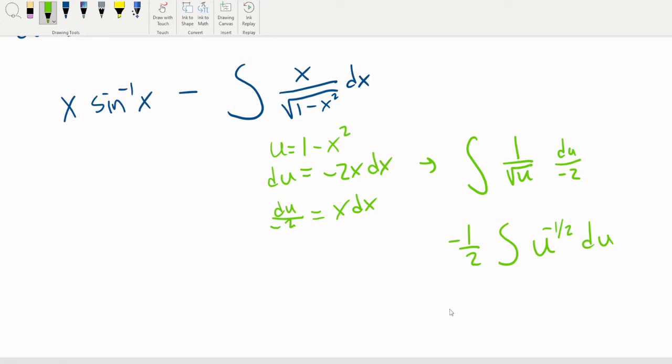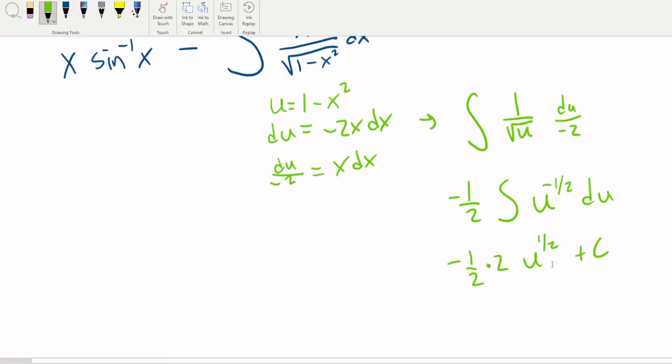Okay, so then let's do the antiderivative. Add 1 and divide. So we add 1, we get 1/2. We divide, that's times 2. U to the 1/2 plus c. And then we can do a little simplification here. This just becomes negative. And then you can go quick here if you want. No more u's. 1 minus x squared to the 1/2 plus c.